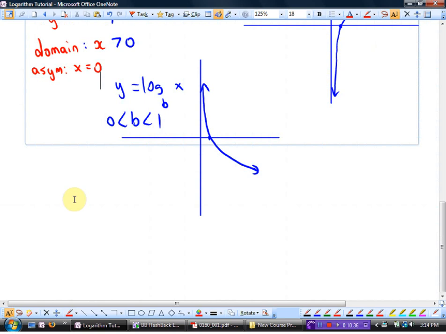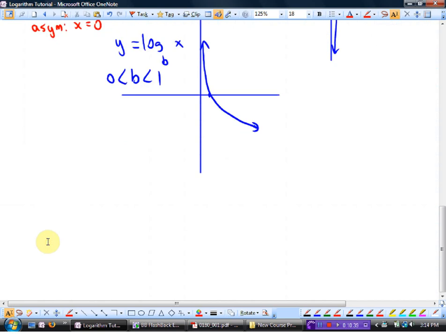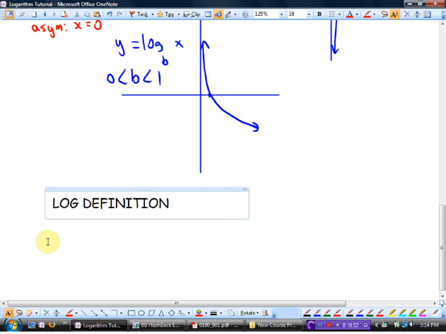Then we defined the log operation mathematically. Log definition. You know what? That's wrong, Mr. Duick. You should write it like this. LOG DEFINITION. When you email someone and you write in all caps, in internet netiquette, as they call it, what does that mean? And it means something very specific. It means you're shouting!